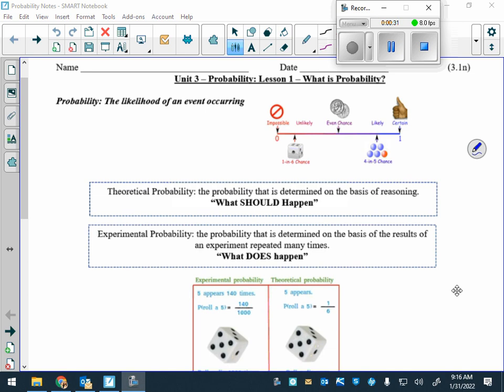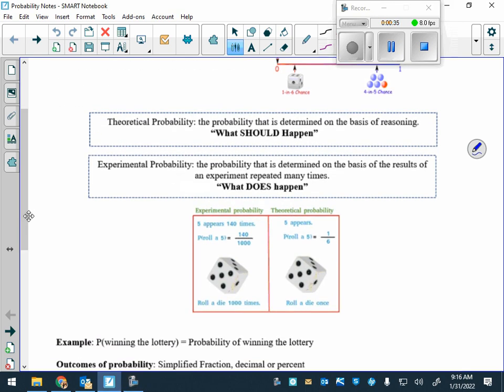There's two types of probabilities. Okay, there's theoretical, which is the probability that is determined on the basis of reasoning. What should happen? Okay, so you're assuming you're given 4 choices. What is the chances of choosing a red? Right, 1 out of 4, whatever it is.